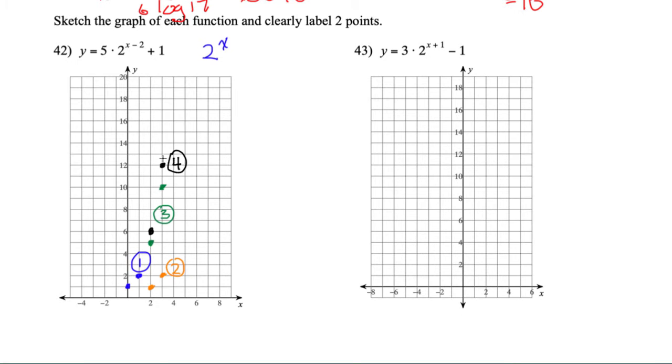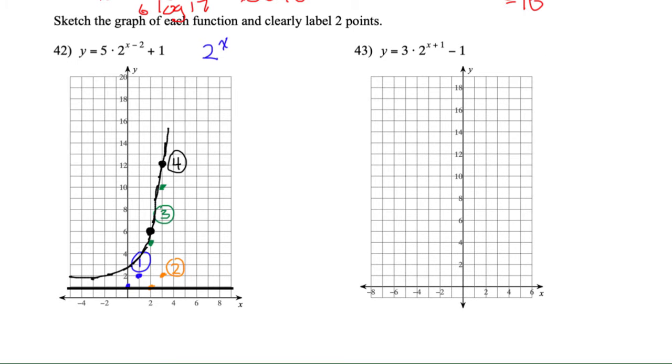Those are the points. And where is the asymptote? The asymptote only moves in that last step. So the asymptote moved up 1. If I were drawing my asymptote, I'm going to do it in black, I suppose. It's going to be right there. So if I were trying to sketch this, it would look like this. It would come down through these points and then get closer and closer that way. Obviously, only these 2 points are clearly marked, so let's go to number 43.